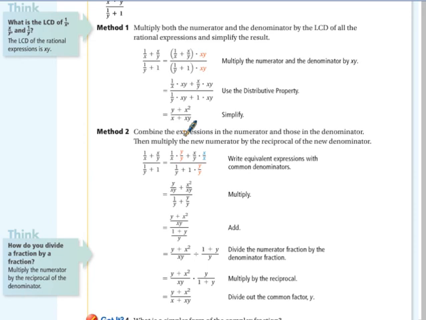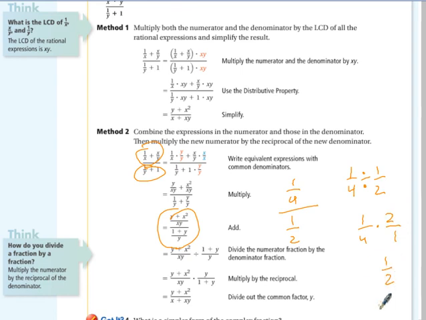Another way to do it is you can combine the expressions in the numerator and those in the denominator, and then multiply the new numerator by the reciprocal of the denominator. So that's another way. We could just find a least common denominator here and a least common denominator here. Once we get those, we end up with those down here, and then we have to know that 1/4 over 1/2 is the same as 1/4 divided by 1/2, which is the same as 1/4 times 2 over 1, which is 1/2. So that's what happens from here to here.